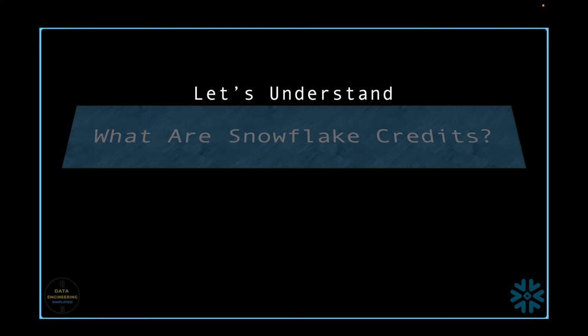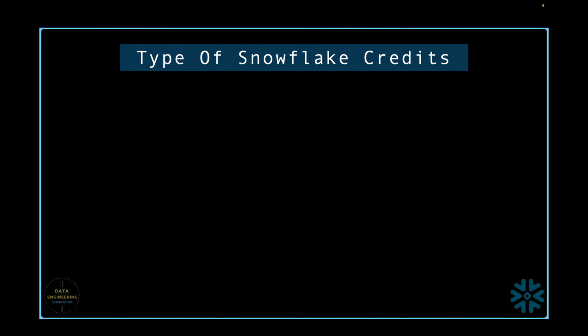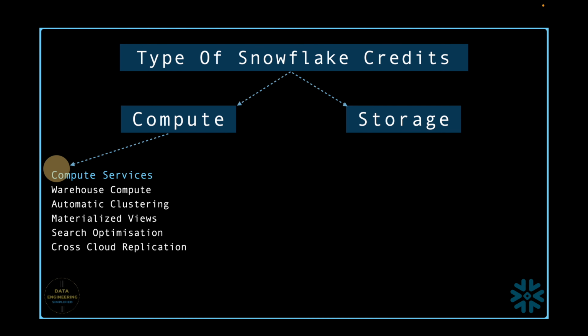We are familiar with Snowflake credits, but it is important to know the types of Snowflake credits and how they translate into dollar values. Credit is a unit of measure in Snowflake, and it is divided into two broad categories: compute credit and storage credit. If we go further down, the compute cost comes from compute services that include warehouse compute, automatic clustering, materialized views, search optimization, cross-cloud replication, and so on.